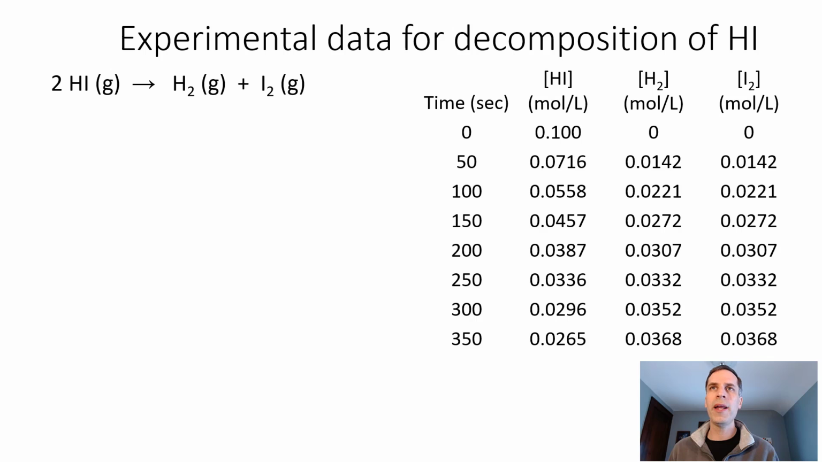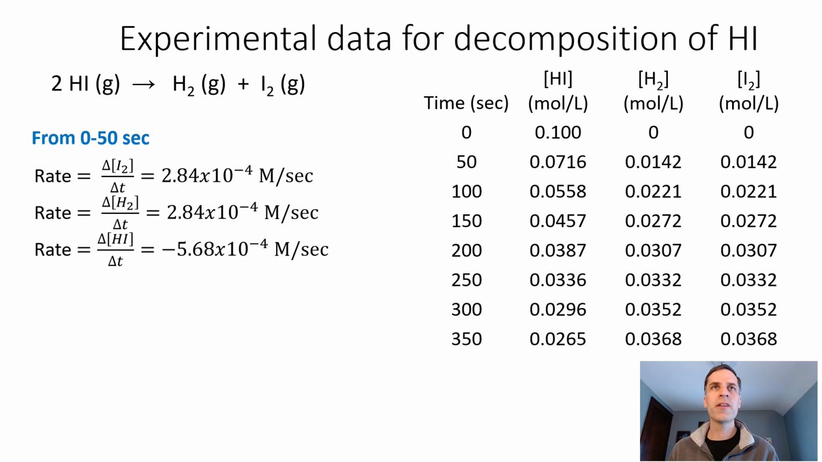And so now we can think about, well, what happens between 0 and 50 seconds? Let's focus in on that time period. And what we see is from that time period, we can actually calculate the rate of formation or the rate of the reaction for each of these things. And so the rate of the reaction is going to be the change in concentration of I2 divided by time.